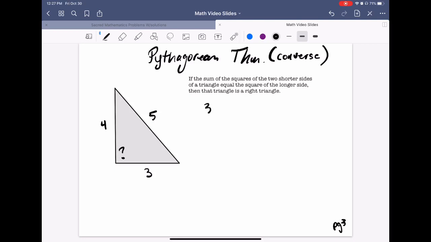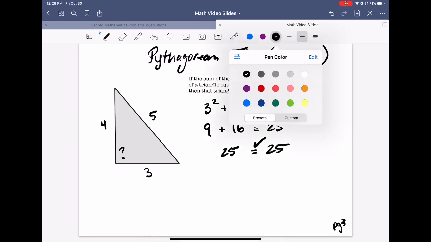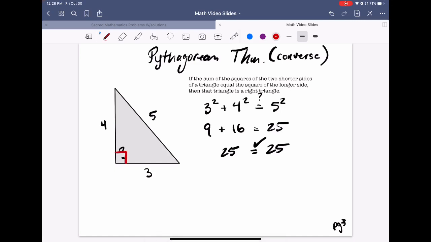Well, let's take the two shorter sides and square them, and then add them together. They should, but we don't know yet, equal the square of the longer side. 3 squared is 9, 4 squared is 16, I add those together. 5 squared is 25. This should look familiar from the last slide. 9 plus 16 is 25. That does equal 25. Therefore, this triangle is a right triangle. And so the sum of the squares of the two legs equal the square of the hypotenuse.